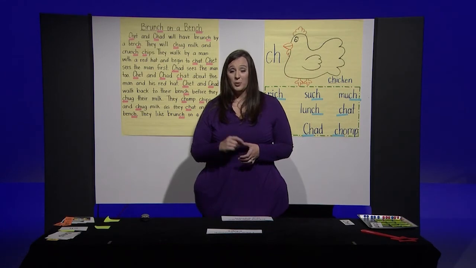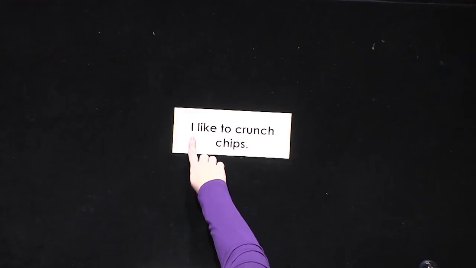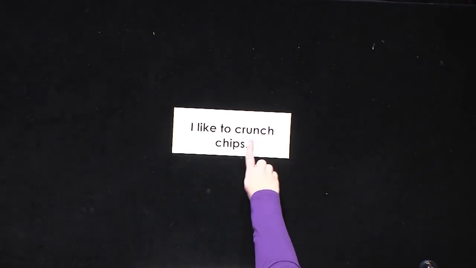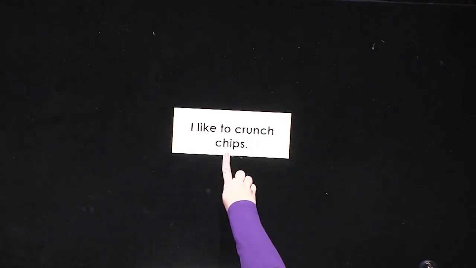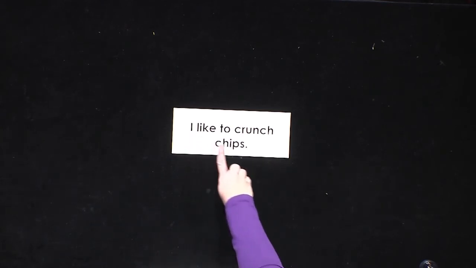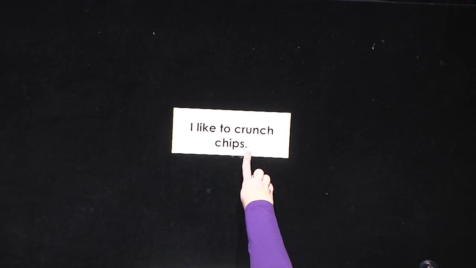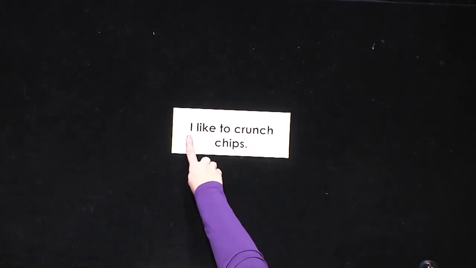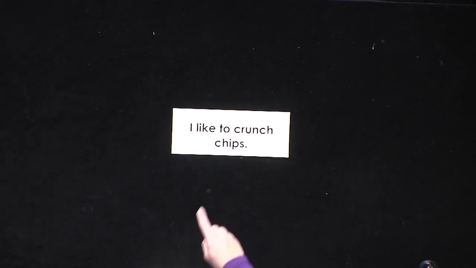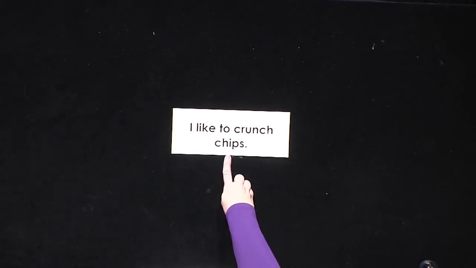Now let's check your sentence with mine. I like to crunch chips. I have a capital I at the beginning of the word, and I have a period for my punctuation mark. Check the spelling of your sentence and your capital letter and punctuation mark to see if it matches mine. If it doesn't, correct yours now.